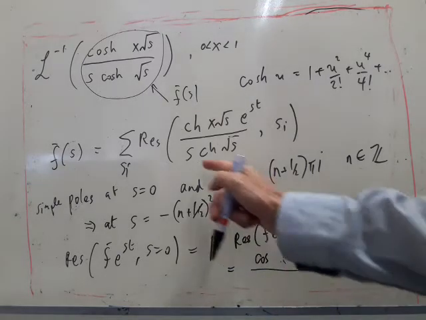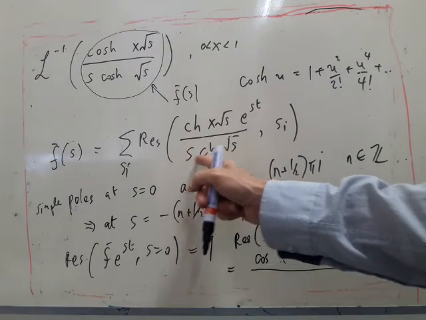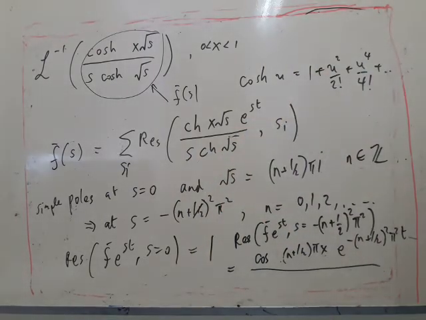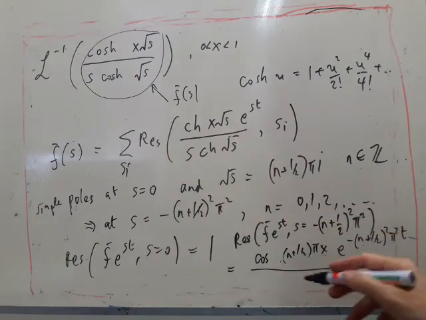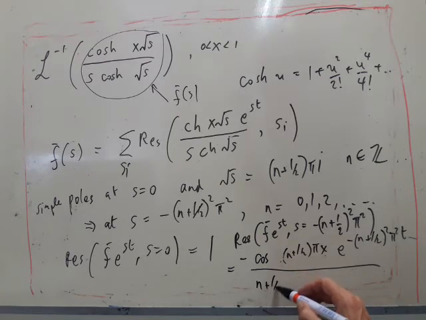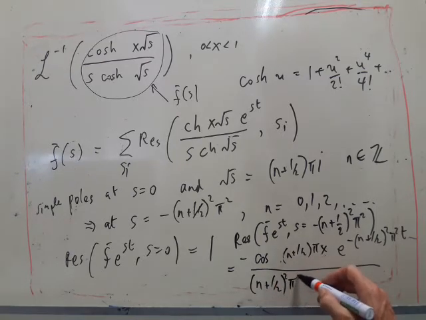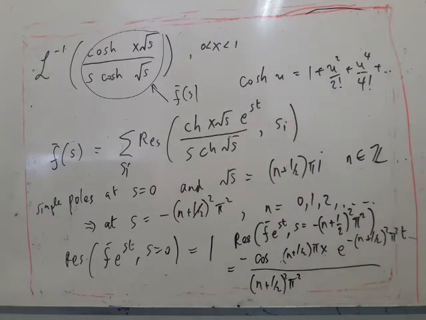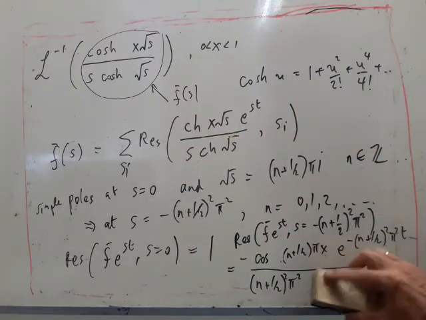When I differentiate the cosh, I'll keep the s, because that's just going to give me a minus n plus a half pi squared pi squared, and when I differentiate the cosh with respect to s, I'll end up with, okay, no, I shouldn't have kept this s.